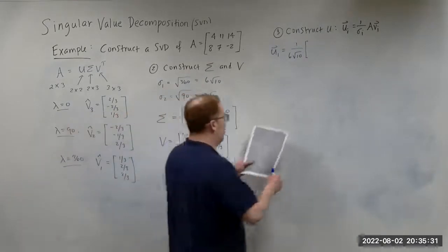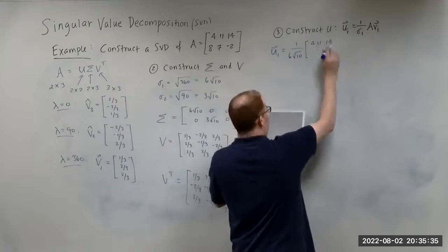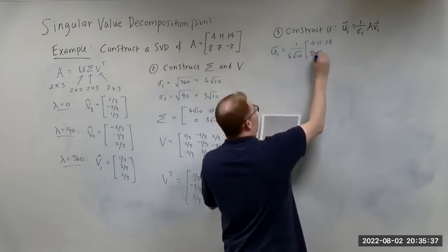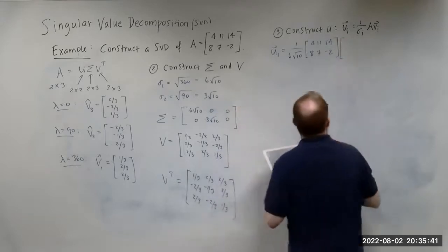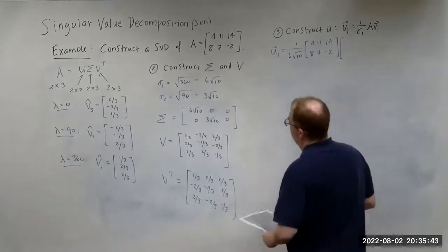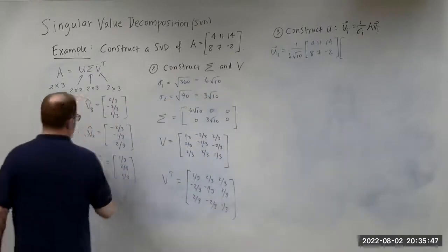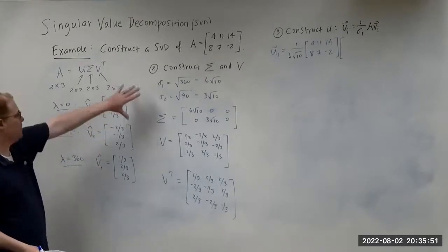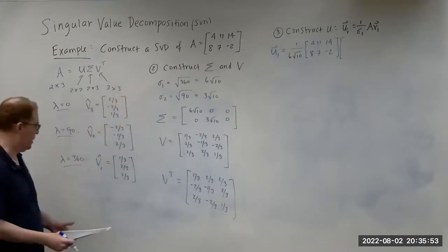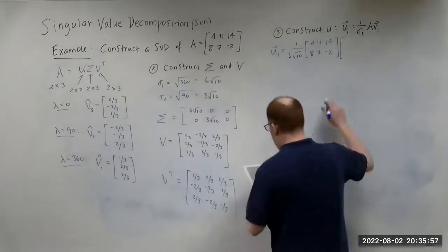So I'm going to go ahead and write A here just to show you the details of the calculation. And then V1. That's why it's important to label these with numbers and be careful. Again, sometimes it's better to construct these first and then worry about U at the end. So U1 will be this.